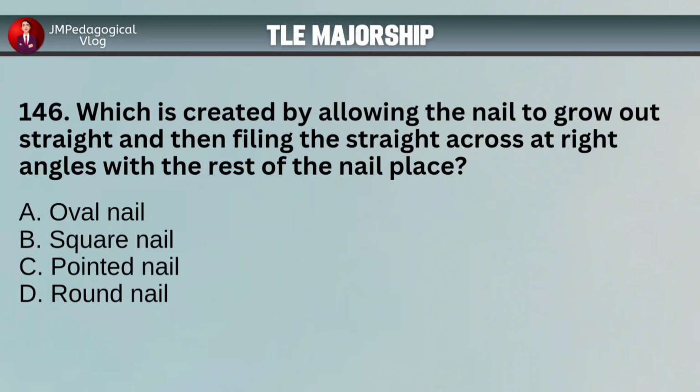146. Which is created by allowing the nail to grow out straight, and then filing it straight across at right angles with the rest of the nail plate? A. Oval nail. B. Square nail. C. Pointed nail. D. Round nail. B. Square nail.